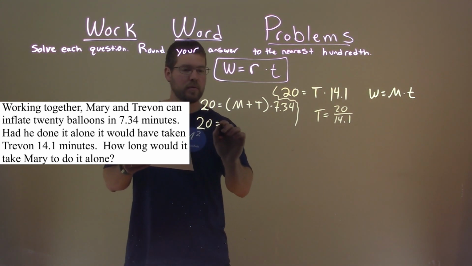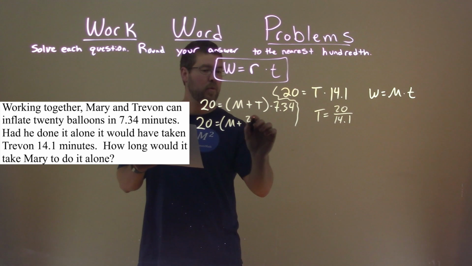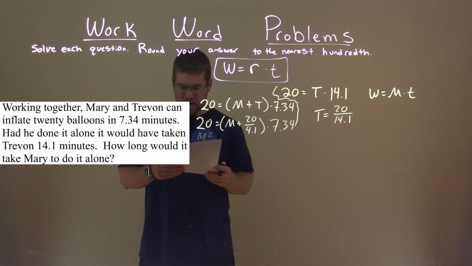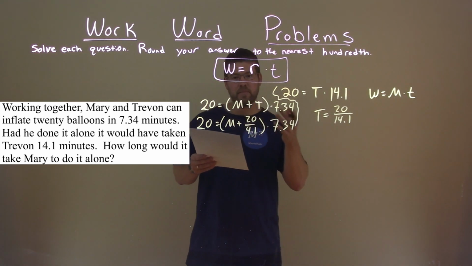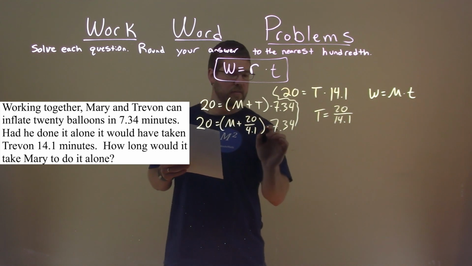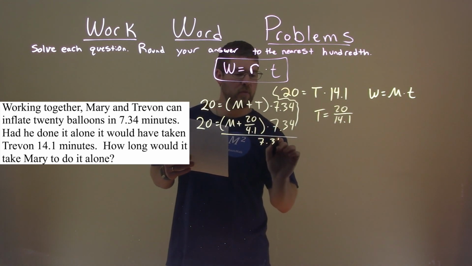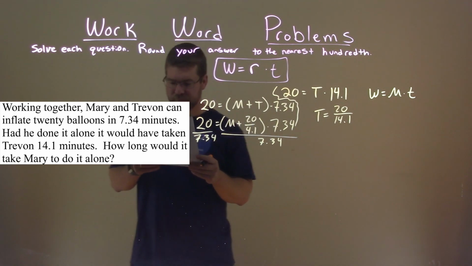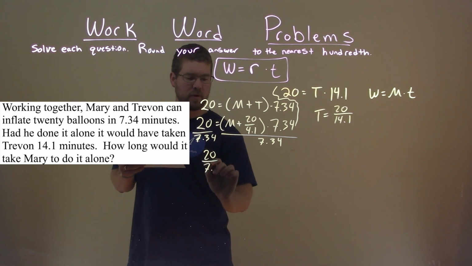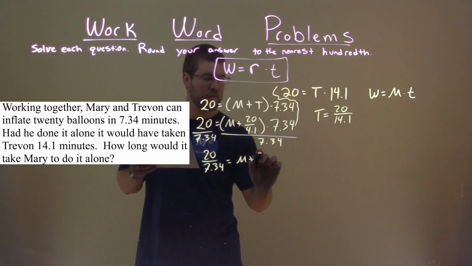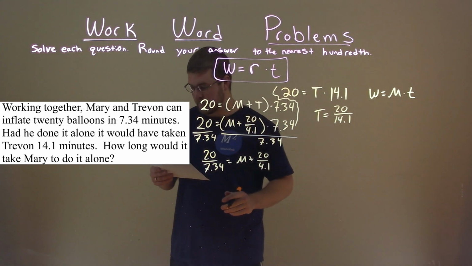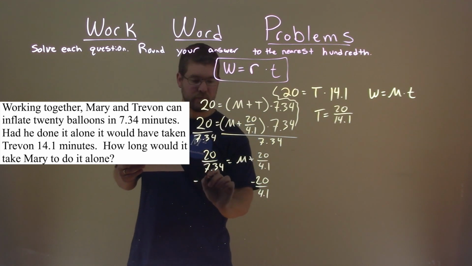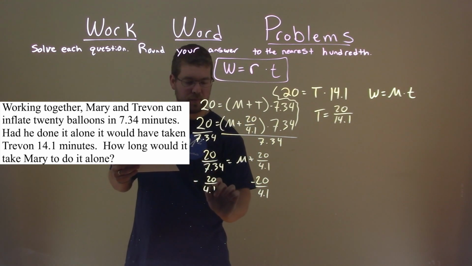So we have 20 equals M plus 20 over 14.1 times 7.34. And now we have enough information to solve for M. I'm going to divide both sides by 7.34. I'm going to have a lot of decimals here. And so we have 20 over 7.34 is equal to M plus 20 over 4.1. And then I'm going to subtract 20 over 4.1 from both sides, and make sure you keep everything lined up.